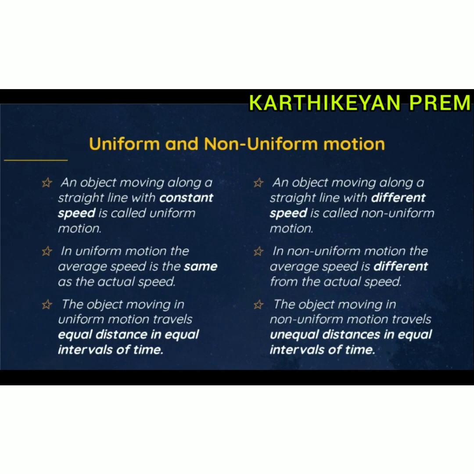Uniform and non-uniform motion. An object moving along a straight line with constant speed is called uniform motion. An object moving along a straight line with different speed is called non-uniform motion. In uniform motion, the average speed is the same as the actual speed. But in non-uniform motion, the average speed is different from the actual speed.